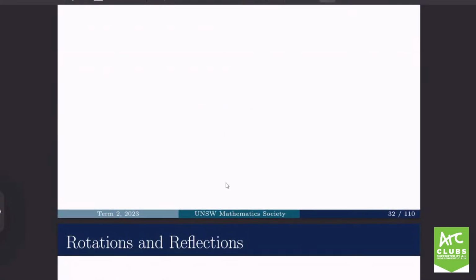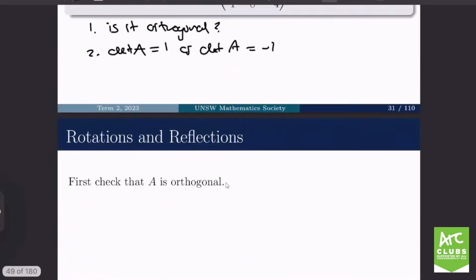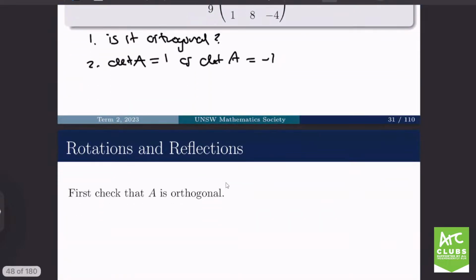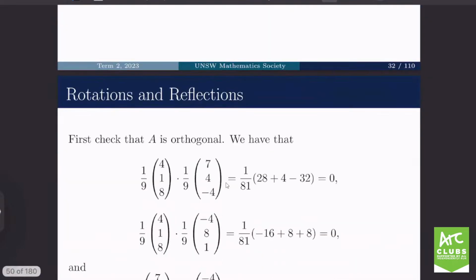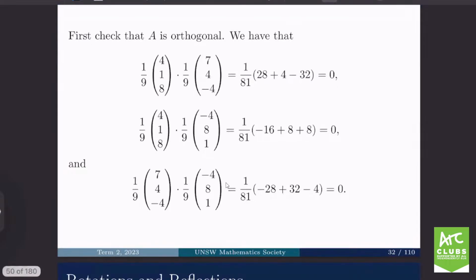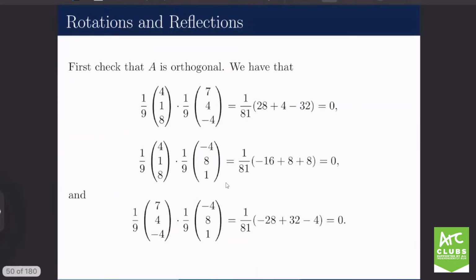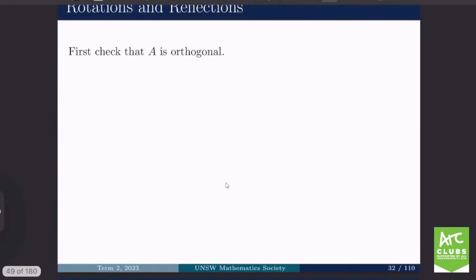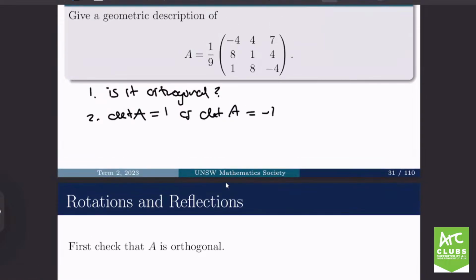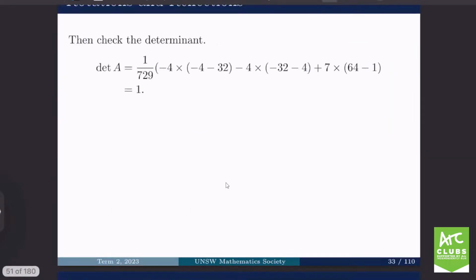All right, so now looking at this, we're going to check, is A orthogonal? To check whether it's orthogonal, it's a matter of proving that all our columns are mutually orthogonal. If we actually did that, we'd see that they are mutually orthogonal. And then let's look at the determinant. To check the determinant, we have to calculate it for a 3 by 3 matrix, and if we do, we'll get 1.